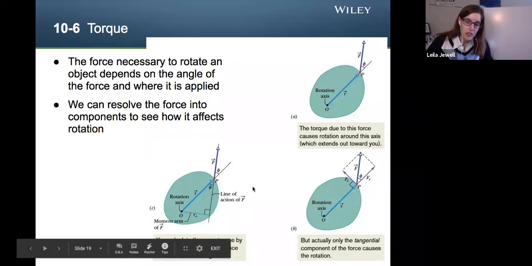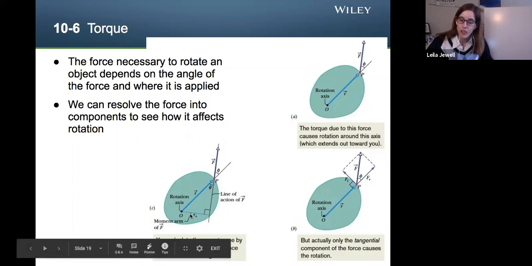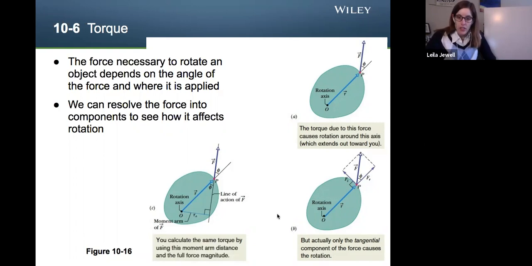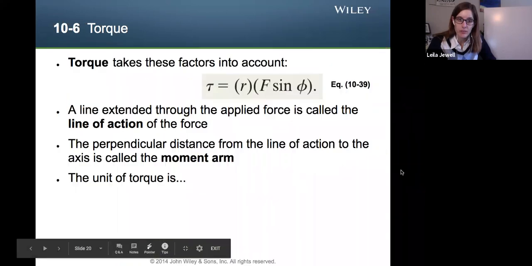The other way you could look at this, and we'll see more of this down the road, is you could think of the full force, but then the effective moment arm or lever arm, which is the R perpendicular here. I'll stop moving the mouse for a moment so that we can see what's below. Because if you know the moment arm distance, then you can use the full force. It gives you sort of the effective radius that that force is acting at. It's another way of looking at it. So torque takes all of these factors into account.